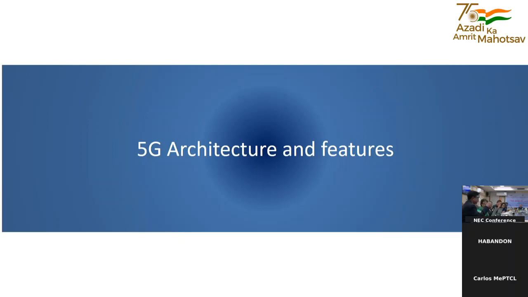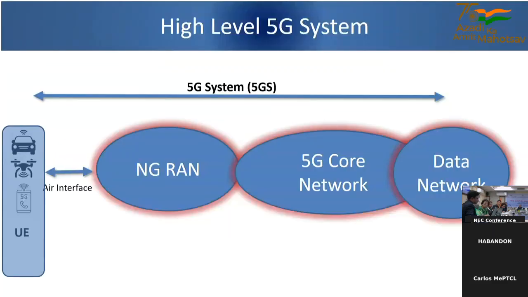Okay, so let me proceed further. Let me talk a little bit about the 5G architecture and features so that we understand that. So this is a very high-level 5G system wherein on the left side we have the devices. Earlier when we used to make such a diagram, we just used to put a mobile phone. Now these 5G connections will be utilized not only by mobile phones, but also by machines, drones, cars, IoT sensors and so on.